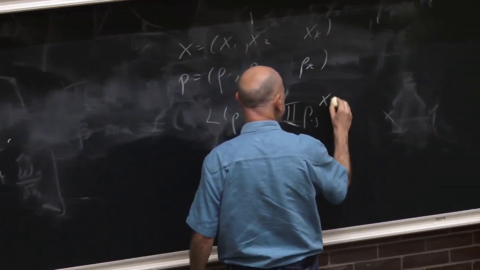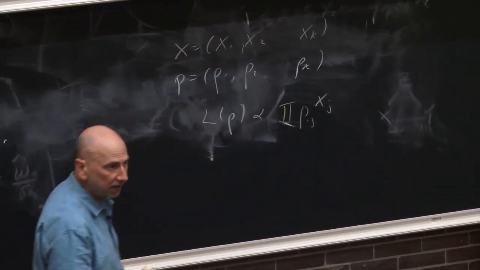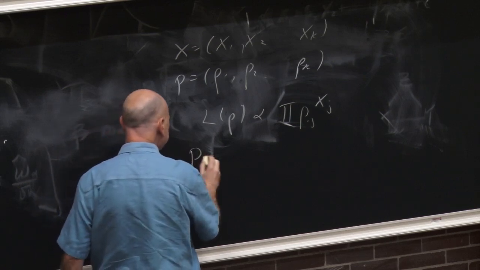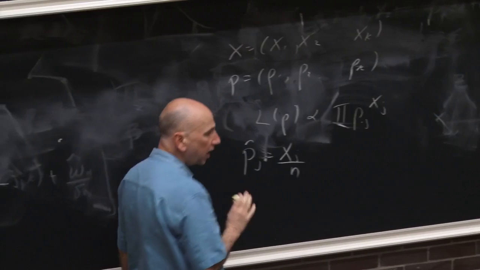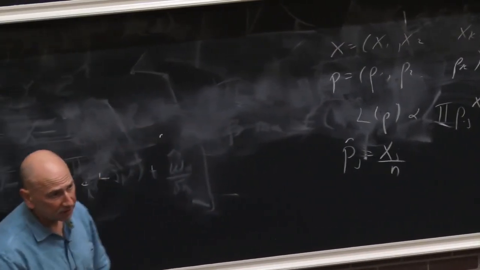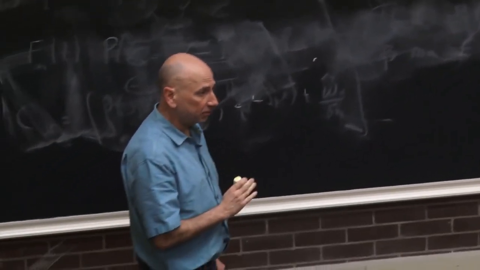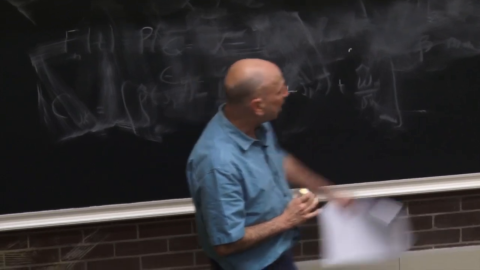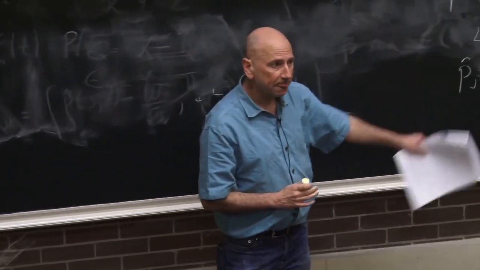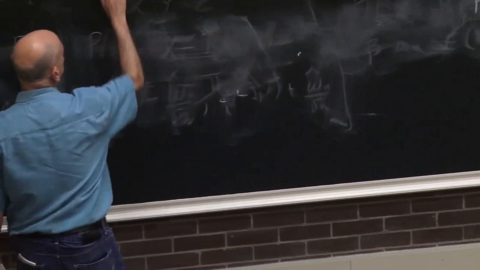pj to the xj. That's how we usually think of multinomials. And we know what the MLE is. The MLE of pj hat is just xj over n. Very simple. However, for dealing with conditional independence, the nice thing about multinomials is we can do good inferences for conditional independence, but not if we express it this way. Let me explain what I mean by that.